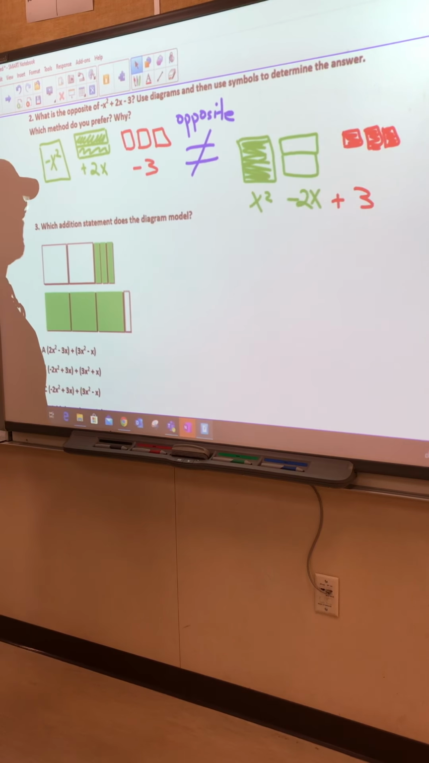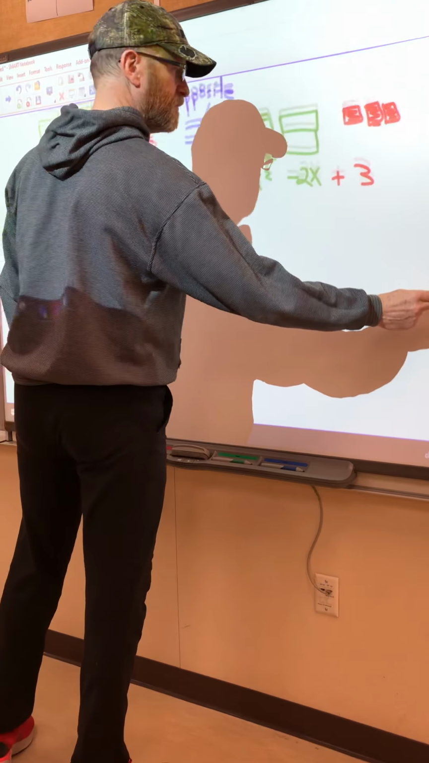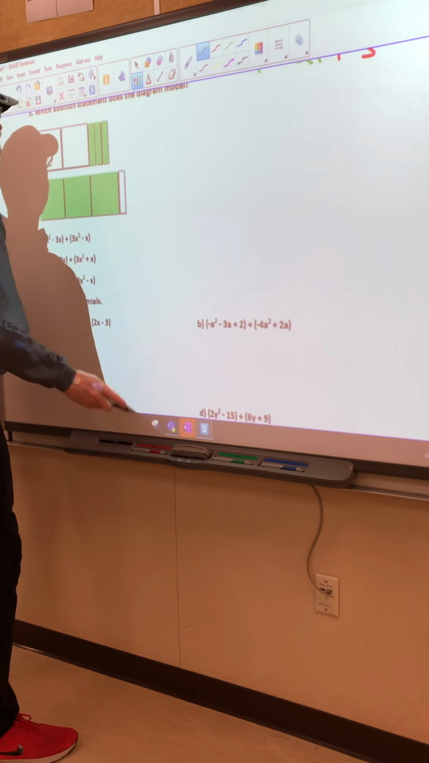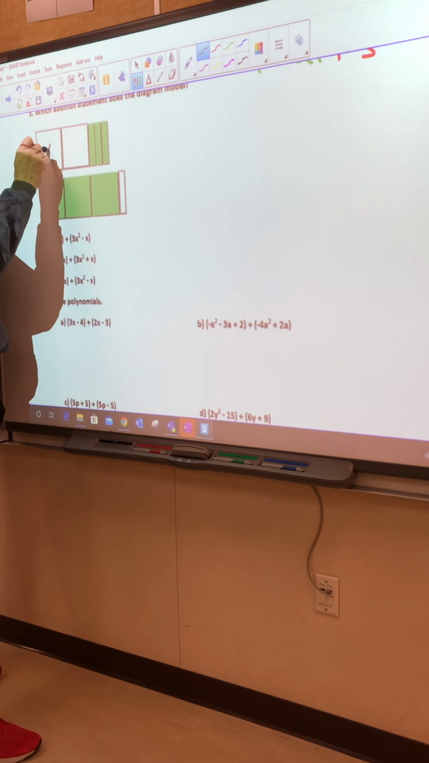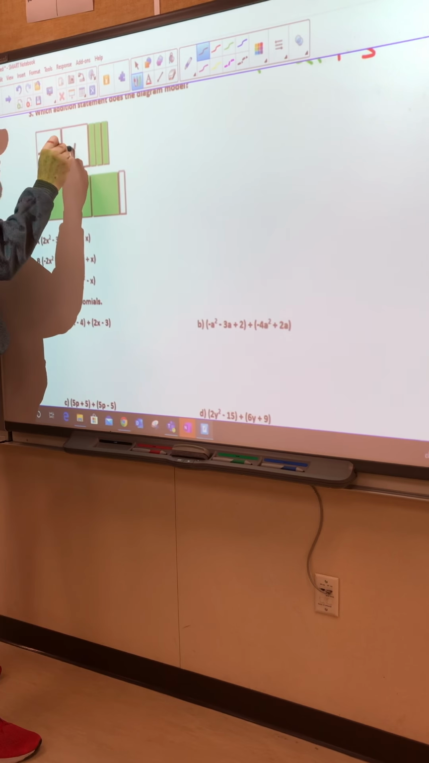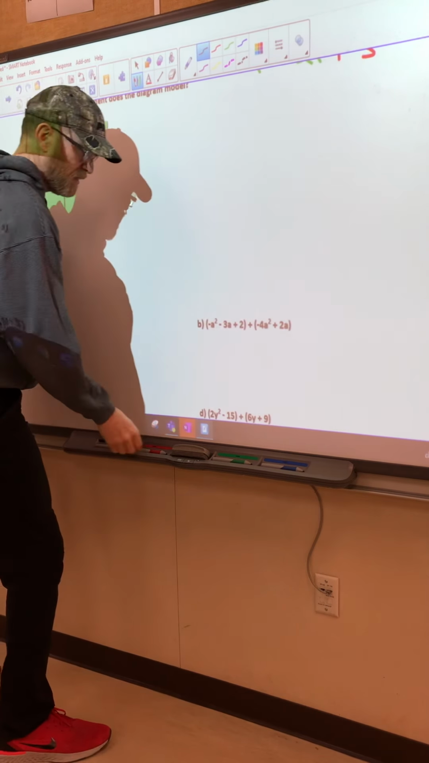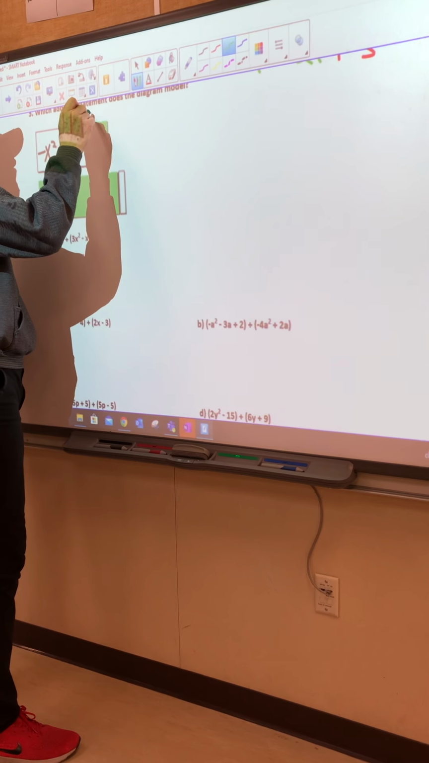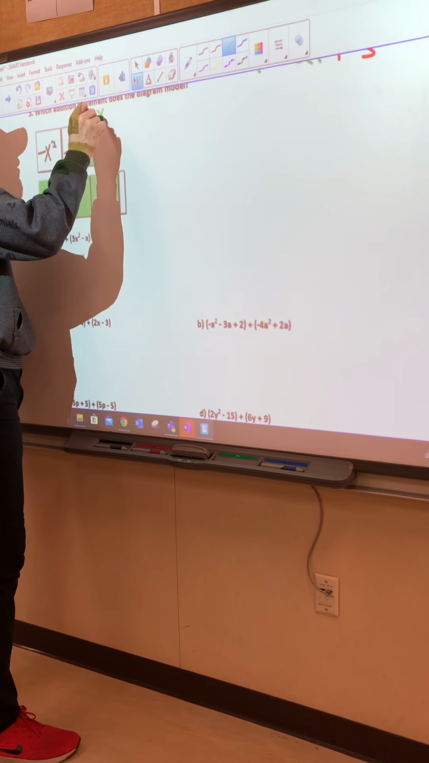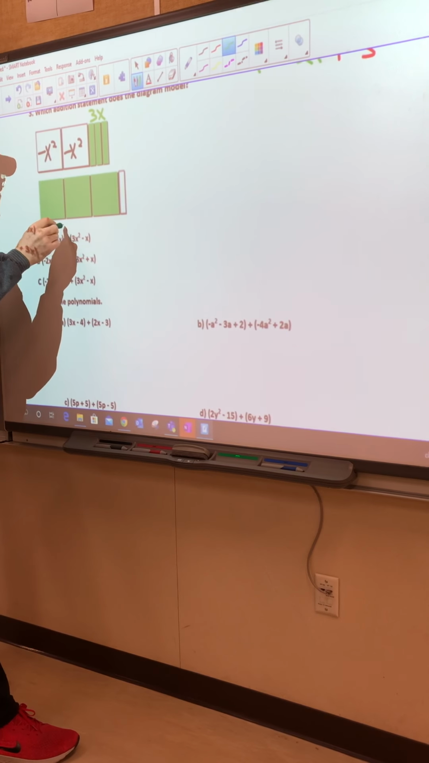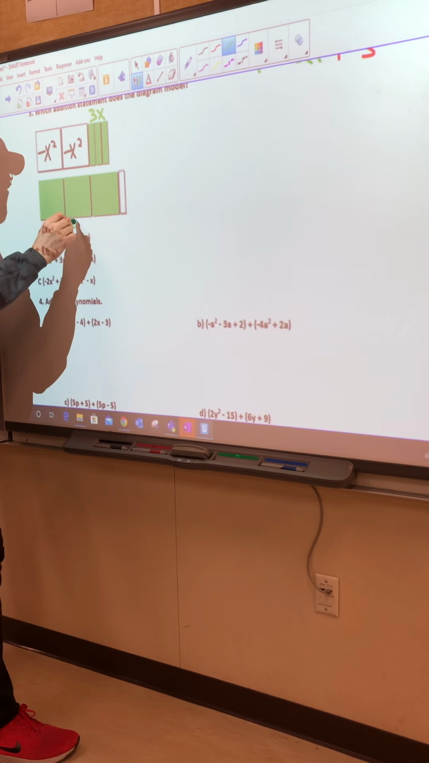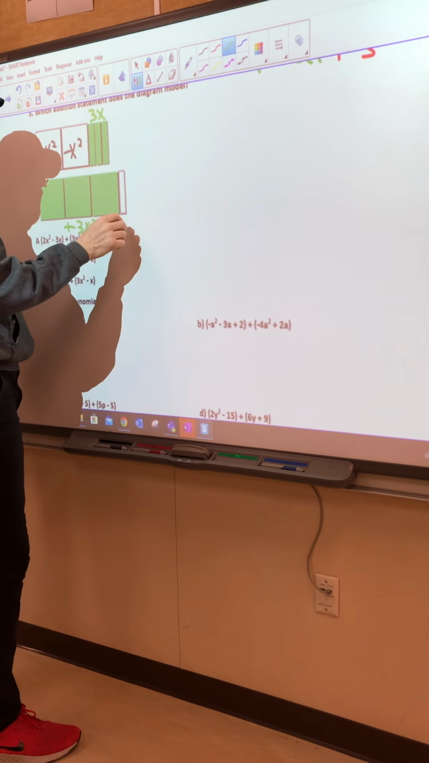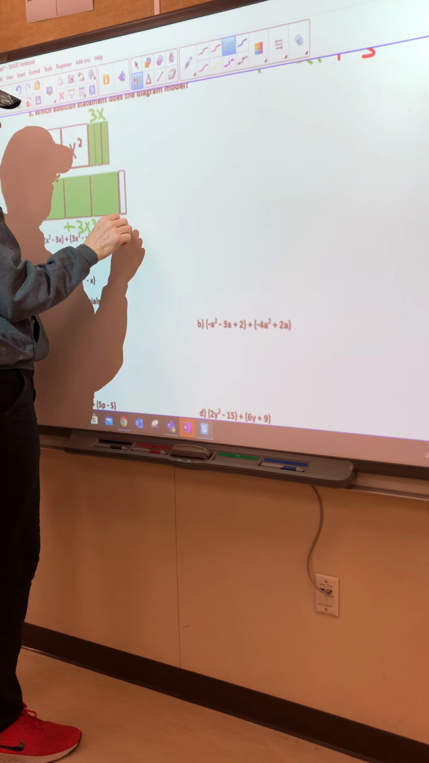Which addition statement does the diagram model? Well, I'm thinking this would be negative x squared, negative x squared. I'm thinking this is going to be 3x. This is positive 3x squared, and this is negative x.